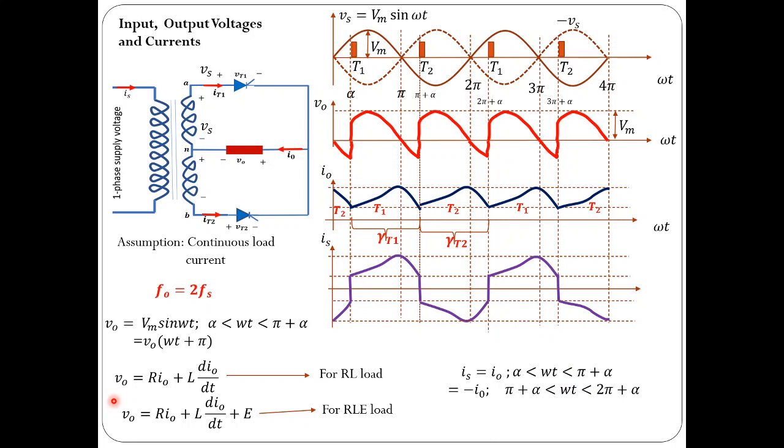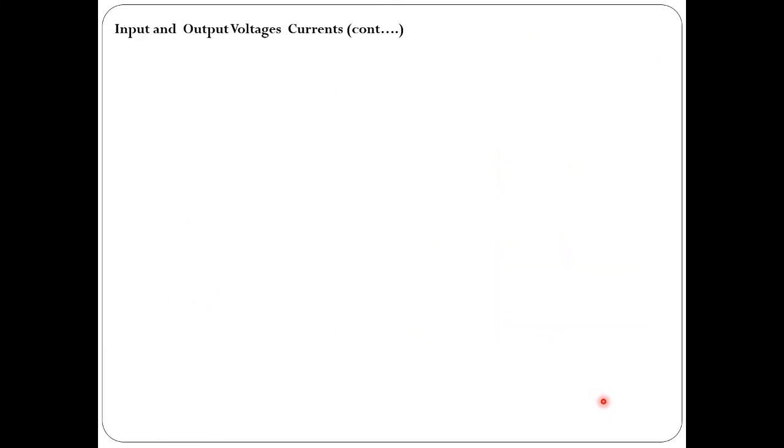And we know the relation between load current and source current is this: the source current is the same as the load current I0 for omega t ranging from alpha to pi plus alpha, and the source current is equal to minus I0 for omega t ranging from pi plus alpha to 2 pi plus alpha. Now let us use these mathematical expressions to find the average and RMS value of load current and load voltage, source current and source voltage.